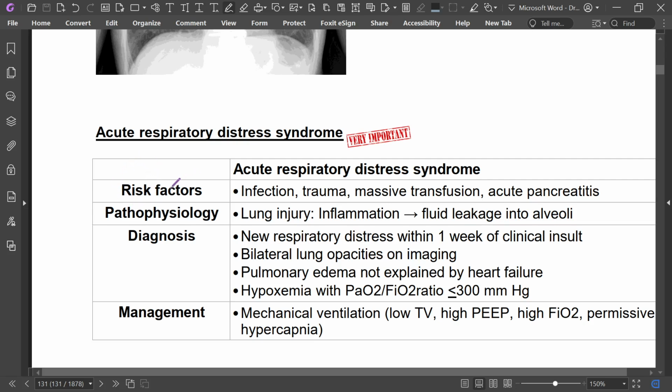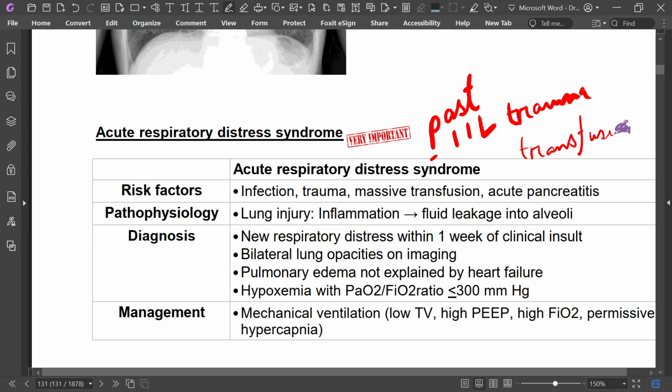In acute respiratory distress syndrome, we have to think about the PAST. What does the PAST mean? Pancreatitis, aspiration, sepsis, trauma and transfusion. So for the risk factors, you have to think about the PAST.